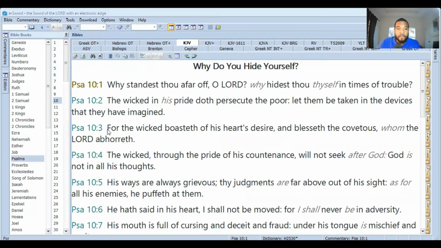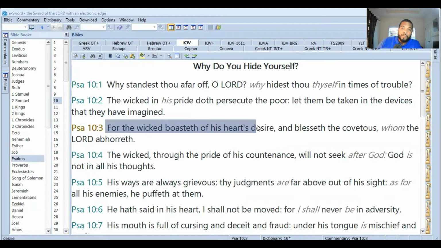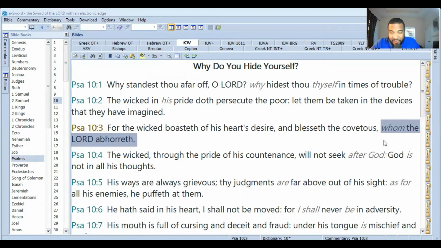Psalms chapter 10, looking at verse 3. It says, "For the wicked boasts of his heart's desire, and bless the covetous, whom yahuah despises." So you see that? The wicked boasts of his heart's desire and bless the covetous. So meaning like wicked people support other wicked practices.